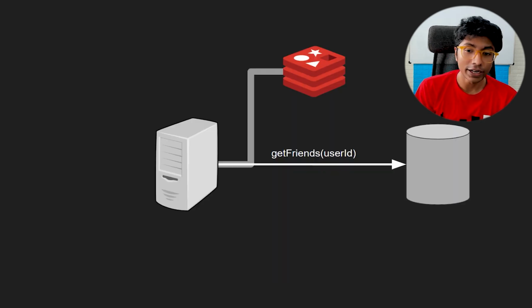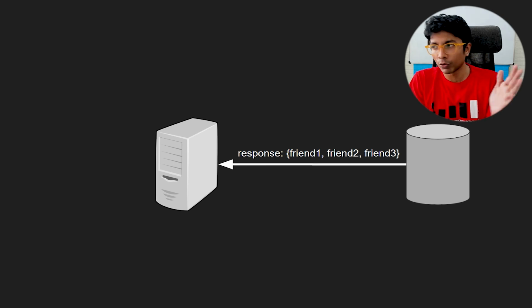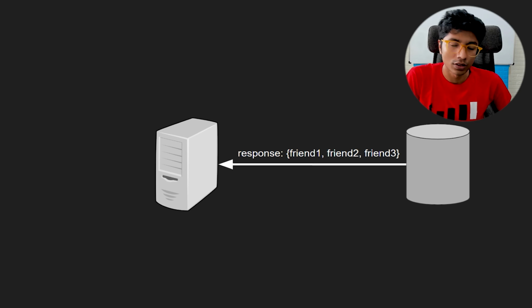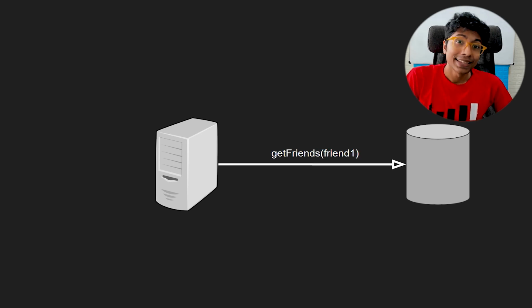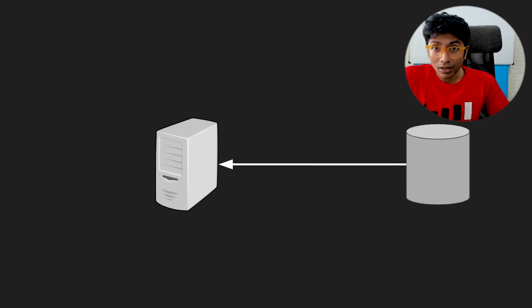Our first query to the database was get friends of user ID. This would take about 1 second. The response would give us friend 1, friend 2, friend 3. In fact, we would have hundreds of friends for certain cases. Then we would make another query, and this would take about 1 second to respond. And then again, another second.